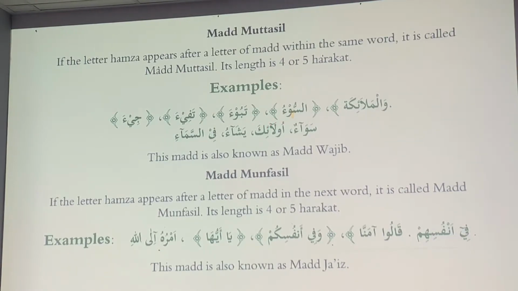Straight lines from the syllable. The wavy one is for the next one. No, it's not this wiggly one, it's a straight one. Madda muttasil is the straight line, and for madda munfasil it will be like this. That's why they're different. Yeah, that's right. So never mind.